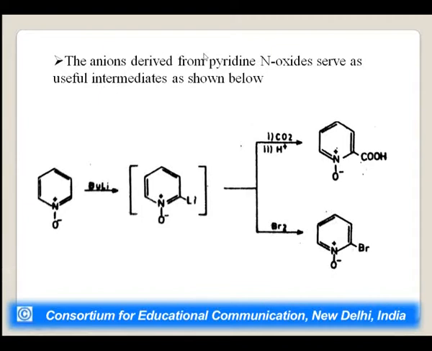The anions derived from pyridine N-oxide serve as useful intermediates as shown below. You can see this lithium can be substituted by a carboxylic group, or substituted by bromide, when reacted with carbon dioxide followed by hydrolysis, or when reacted with bromine.